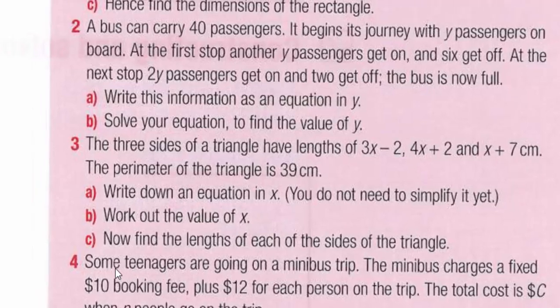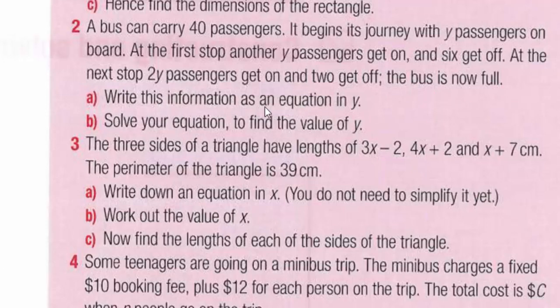A bus can carry 40 passengers. It begins its journey with y passengers on board. At the first stop, another y passengers get on and 6 get off. At the next stop, 2y passengers get on and 2 get off. The bus is now full. Okay, the full capacity of the bus is 40 passengers. And by the end here, the bus is full.